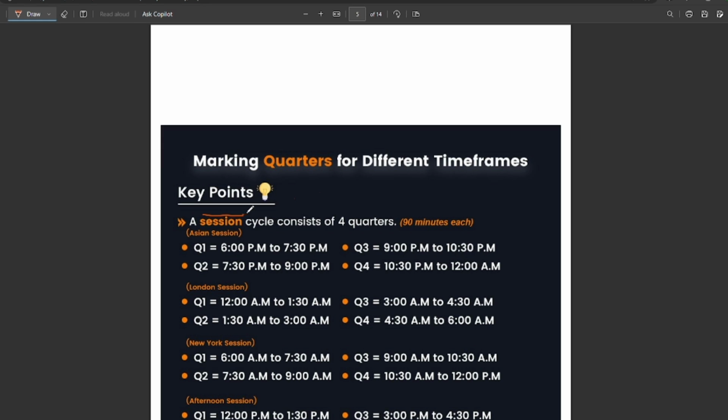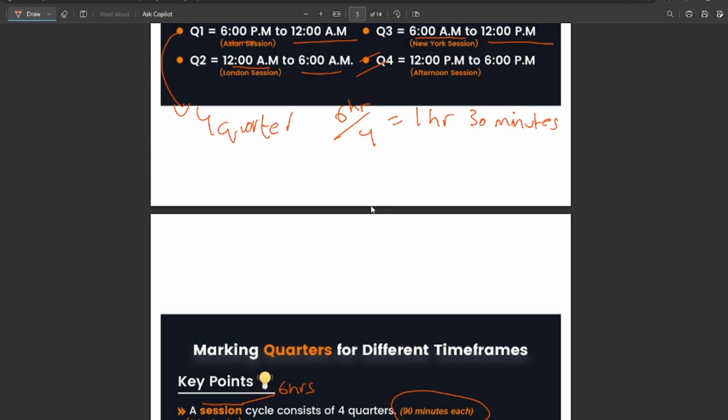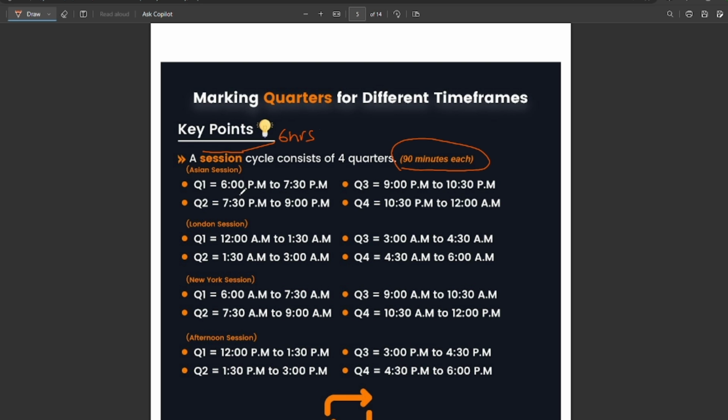So when a session cycle of 6 hours is divided into 4, we get 4 cycles of 90 minutes each. You have also calculated this above, you can see here. So let's see the 90-minute cycles for each session. For the Asian session we have Q1, Q2, Q3, Q4. This is all in one Asian session which starts from 6 p.m. EST and ends at 12 a.m. EST. You can similarly divide the timings of each session into 4 different parts and get the 90-minute cycles.